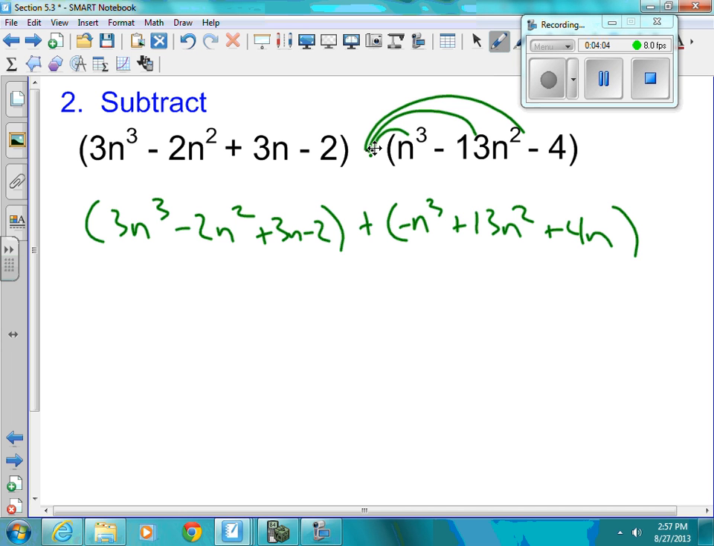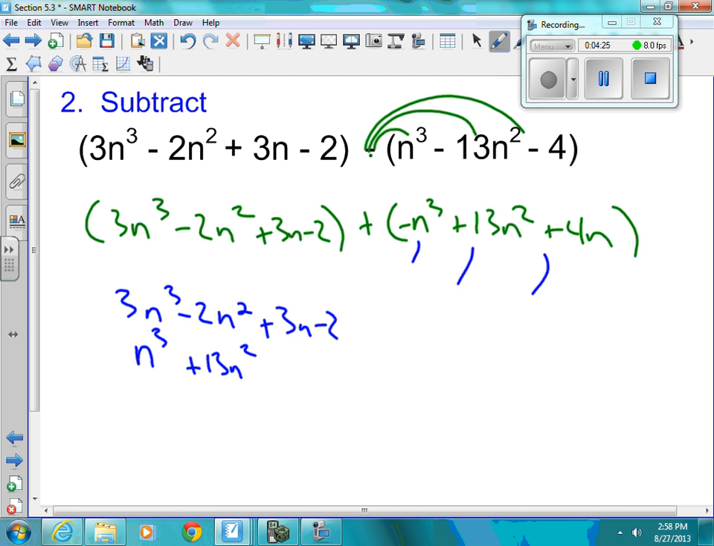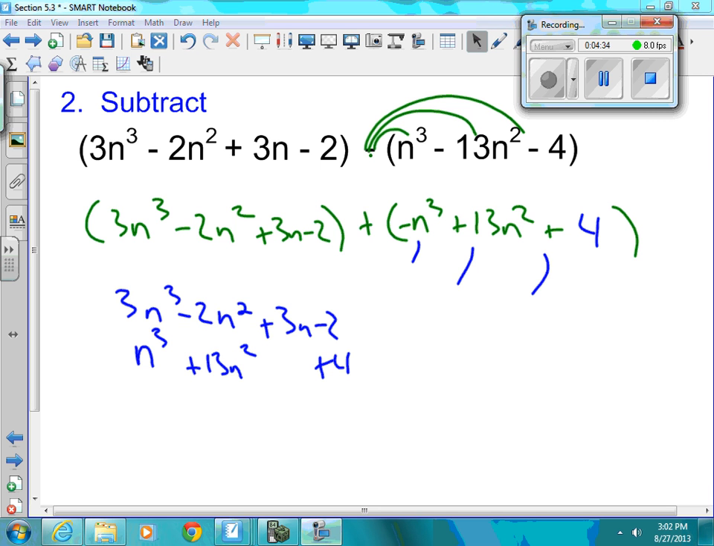I'm going to show you another way I like to do it. We did kind of a horizontal addition. Some people like to line up the like terms. So if I rewrite this problem in blue, I'm going to take all these terms and stack them underneath. N cubed goes underneath the 3n cubed term. Plus 13n squared goes underneath the negative 2n squared term. Plus 4, not 4n, plus 4.